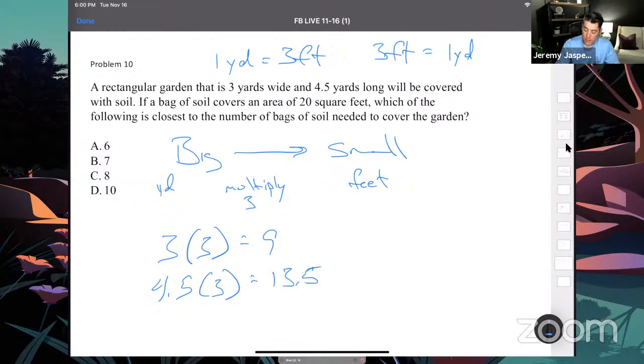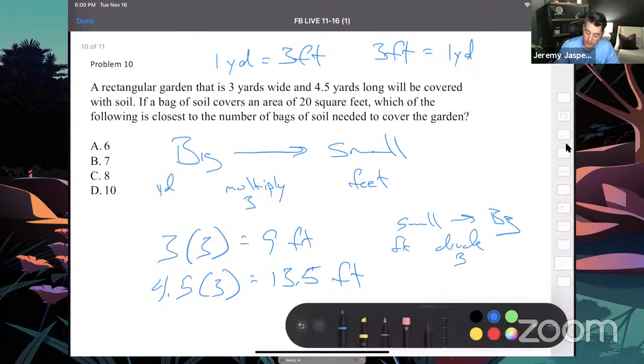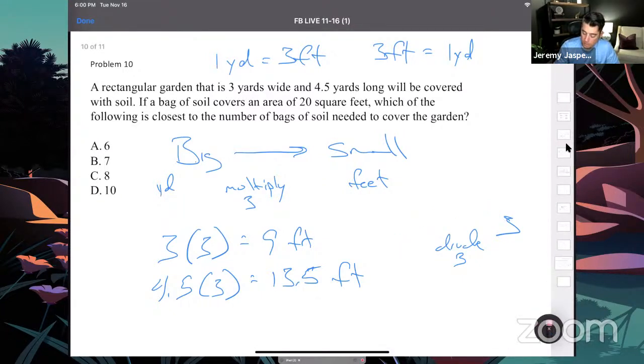Okay, so these are my new dimensions, and it's important that you do these. These are now feet, feet, feet. If you did the opposite, real quick, small to big, you divide. I would have feet, and then I would divide by 3, because 3 feet is 1 yard. 3 is your number. So small to big, divide; big to small, multiply. Okay, we have our new dimensions. That's the important part: understand that you have to convert your dimensions.